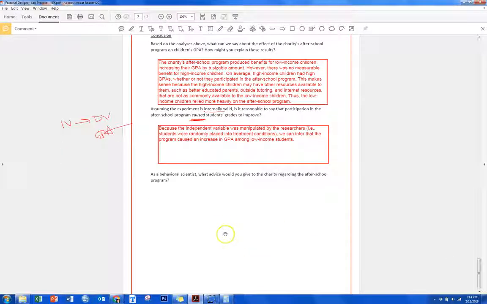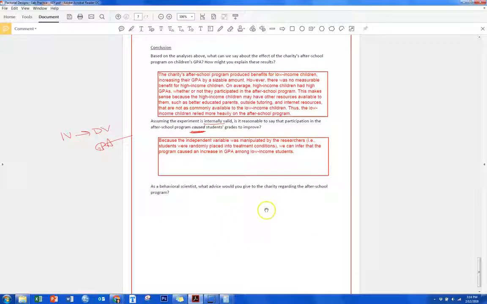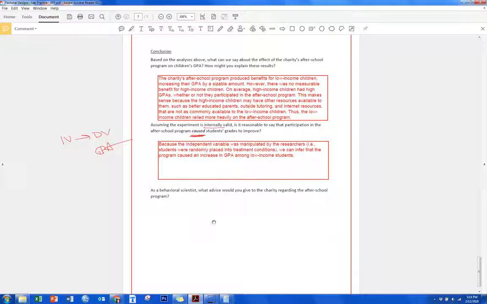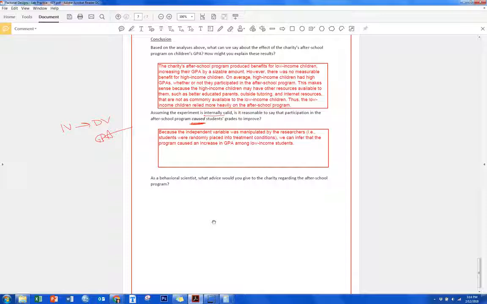As a behavioral scientist, what advice would you give the charity regarding the after-school program? So finally, we're talking about the implications. So far we've said, here's what the data say, here are the conclusions of our analysis, but what do we actually do with this information? What advice do you give to the charity? Should they shut the program down? Should they keep the program going? So a couple of thoughts come to mind.